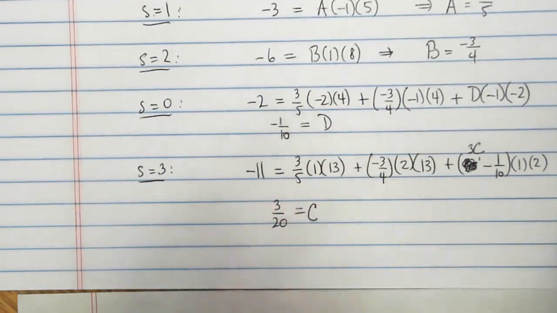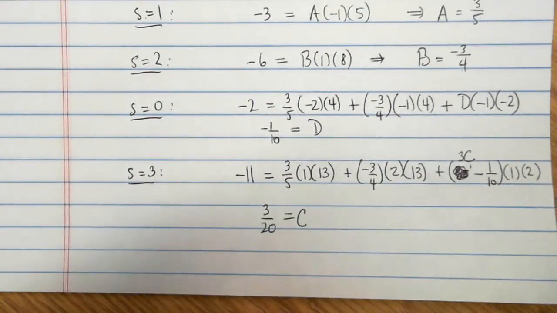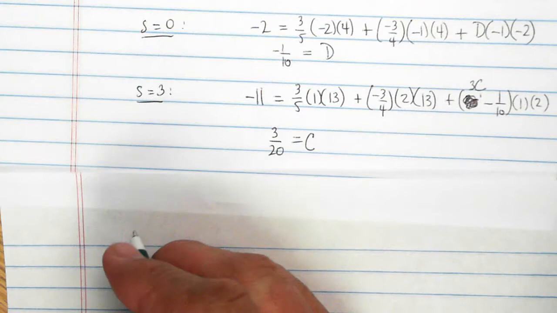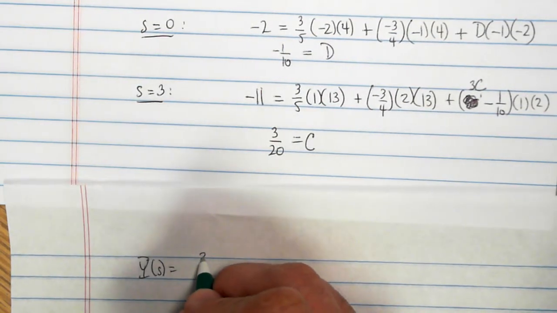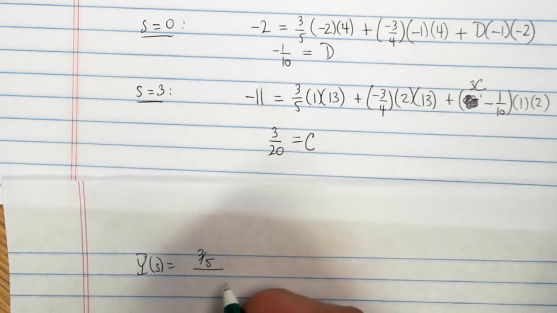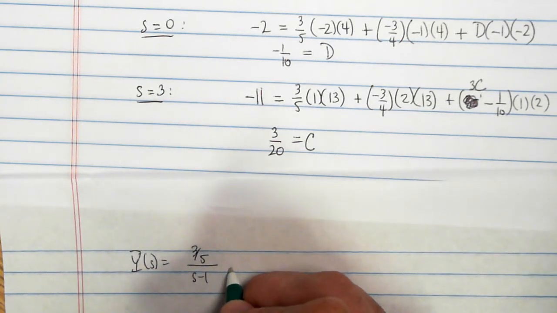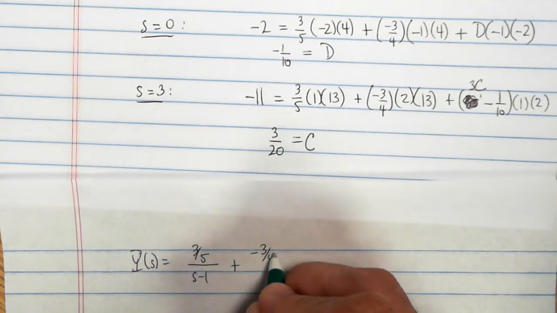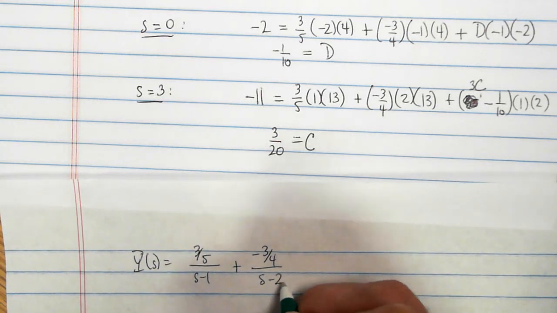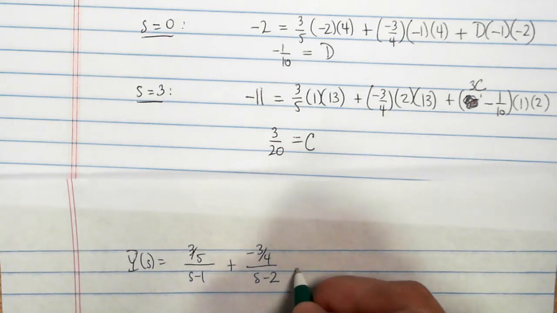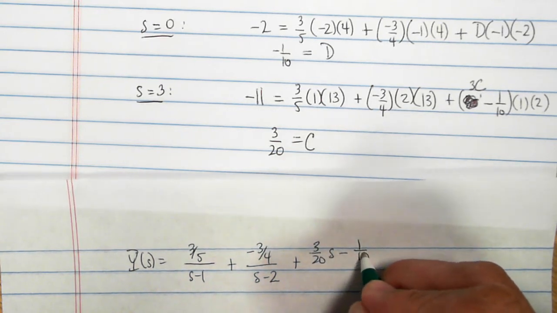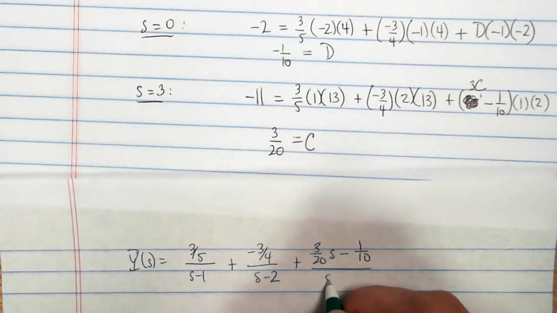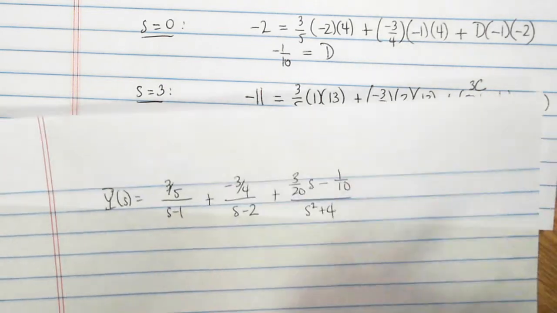So summarizing, we find that Y(s) is equal to 3/5 over s minus 1 plus negative 3/4 over s minus 2, then plus 3/20 s minus 1/10 over s squared plus 4.